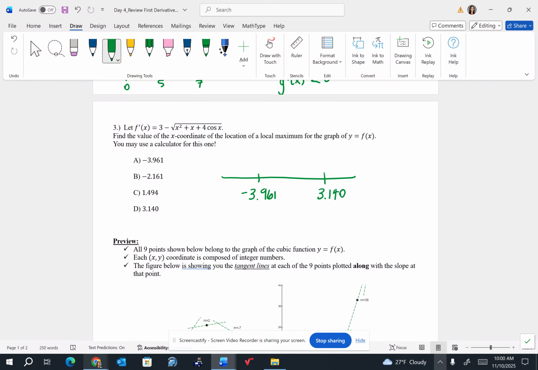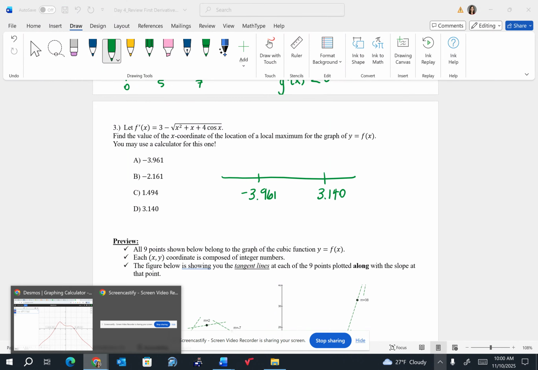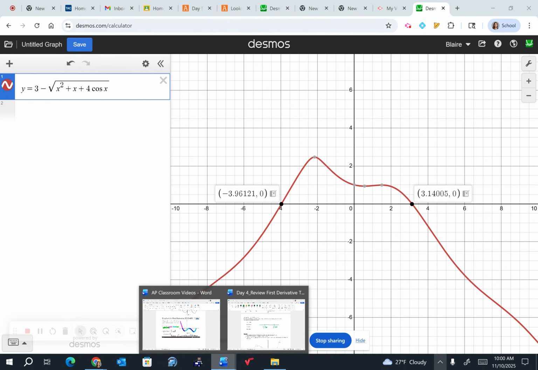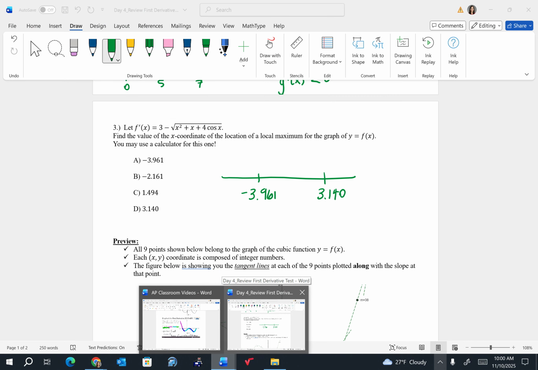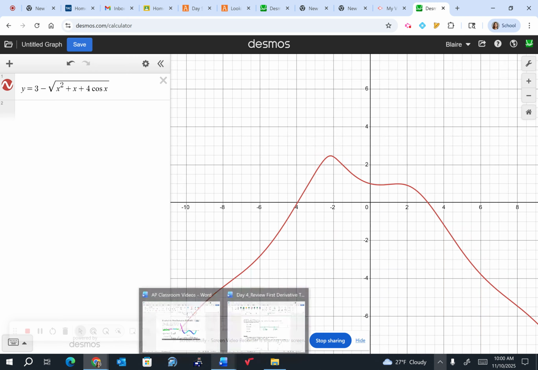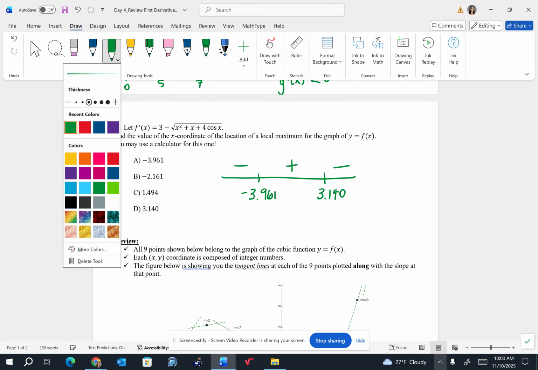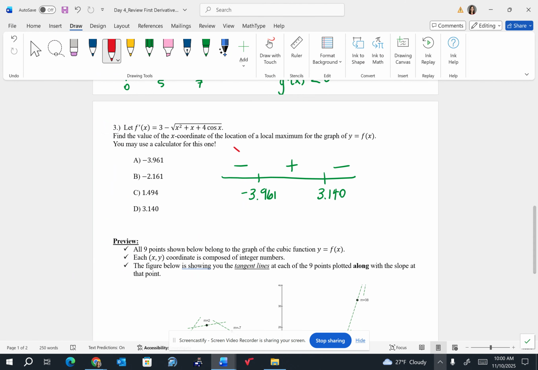I'm going to go back to my graph and say, where is that derivative graph positive or negative? So to the left of negative 3.96, it's negative. And then in between those two critical points, it's positive. And then after the 3.14, the graph of the derivative becomes negative again. So I can go negative, positive, negative, and then I can draw in my little slopes again to see which one is the maximum that I'm looking for. So the one that's a maximum is D.